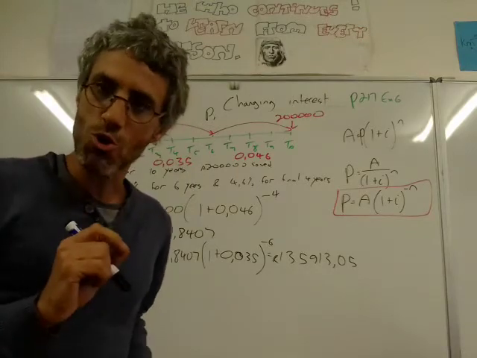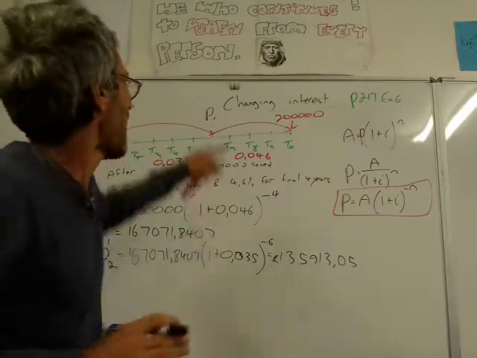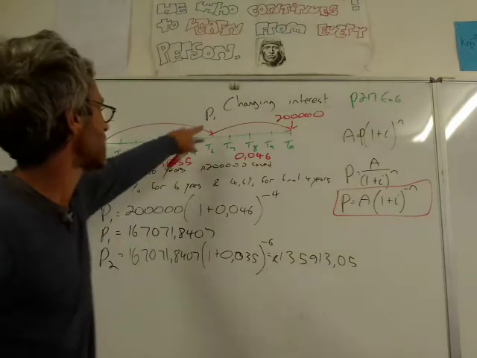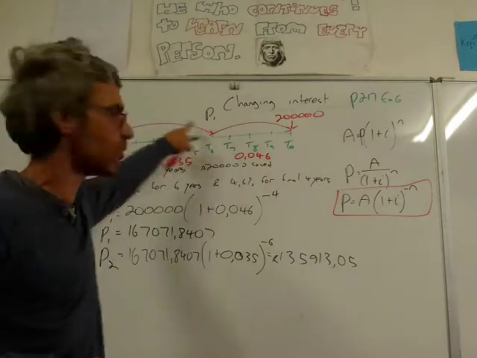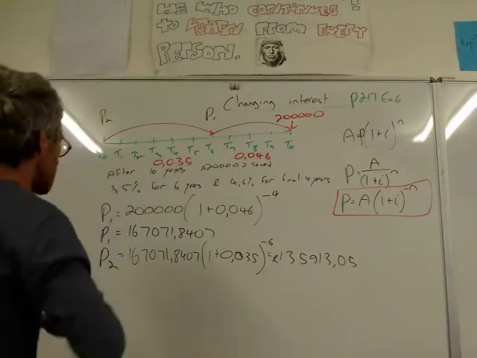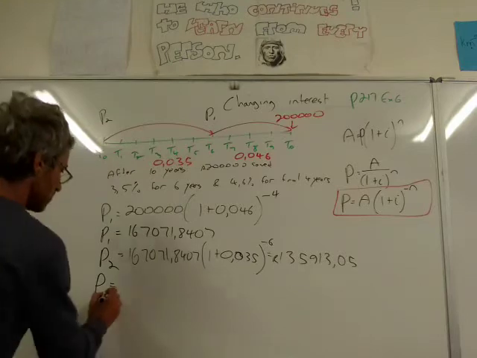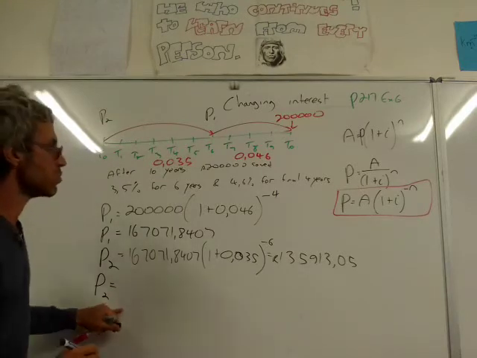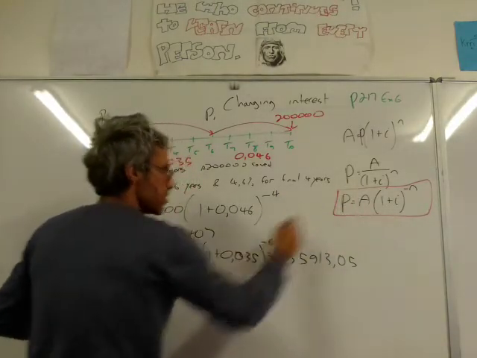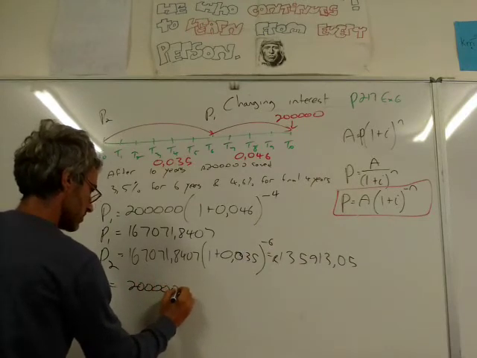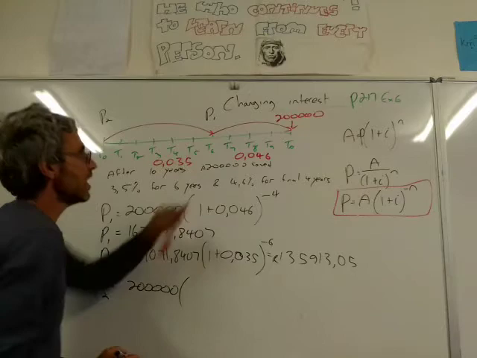What I recommend is to do it all in one go. I don't really need to know P1. I don't need to know that 167. I don't need to know how much money I've got there. I want to know just there. So I'm going to combine it together. I'm going to say, look, the money here, P2, is going to be equal to, using this equation, 200,000. A is 200,000.